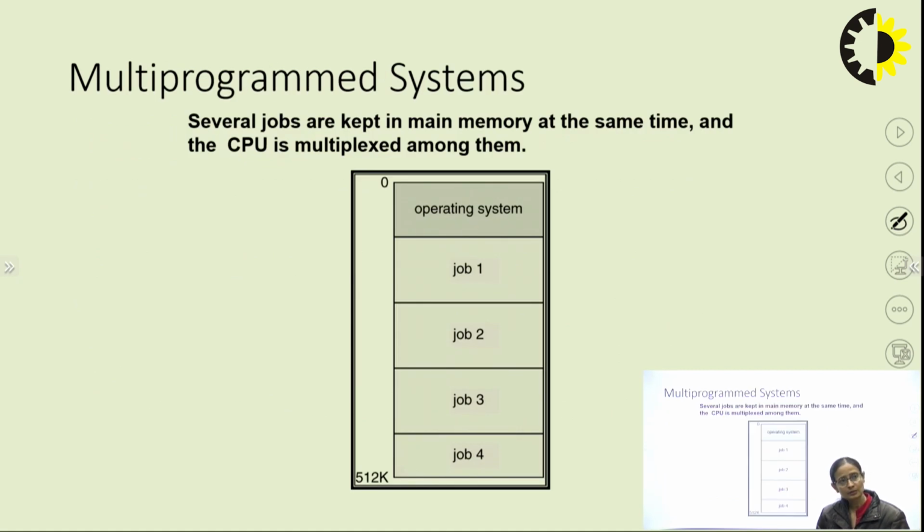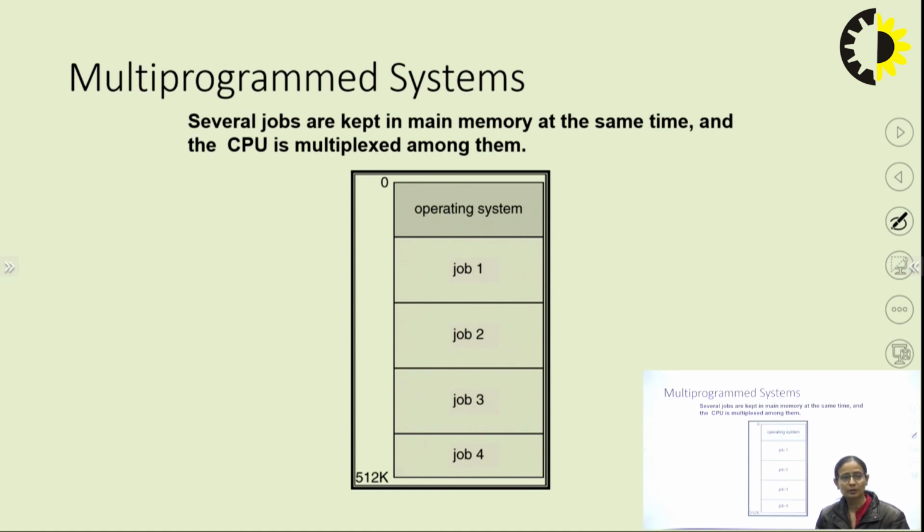Another category is the multi-program system. In the multi-program systems, what is happening? We are keeping several jobs in the main memory at the same time, and the CPU is multiplexed among them. As we have seen in the case of the batch, we have the OS and then a batch of jobs. And once that batch is finished, the operator submits the other batch to the system.